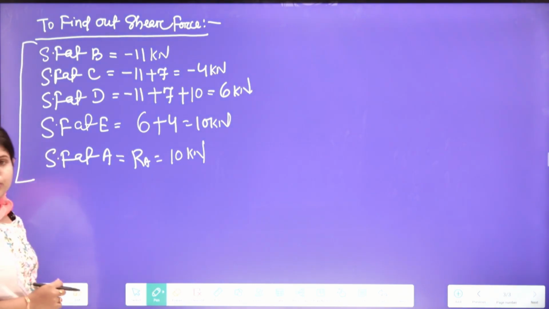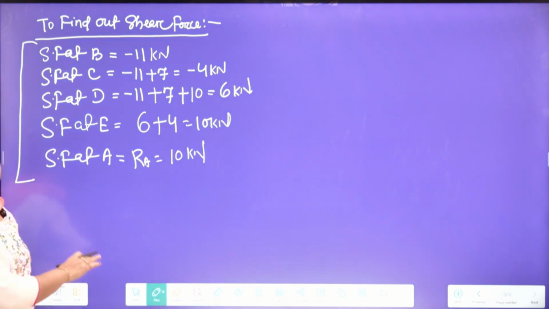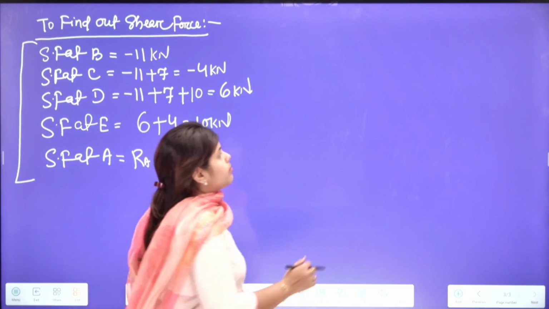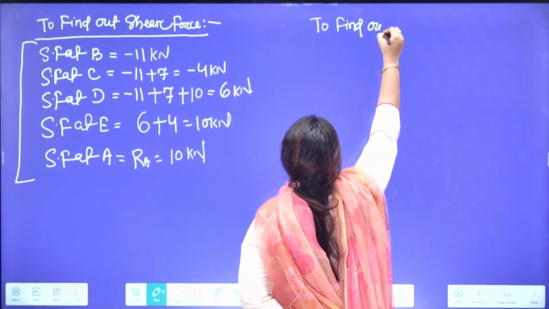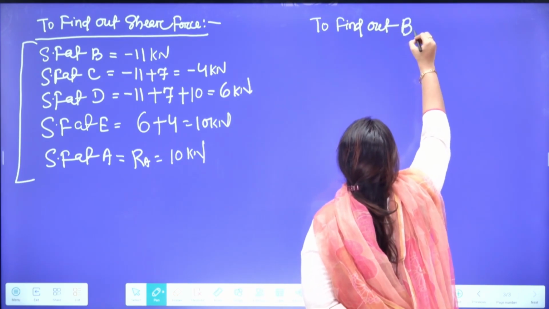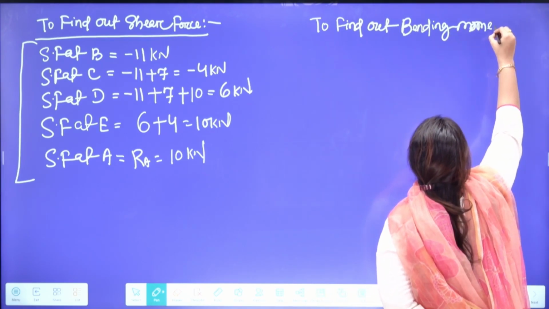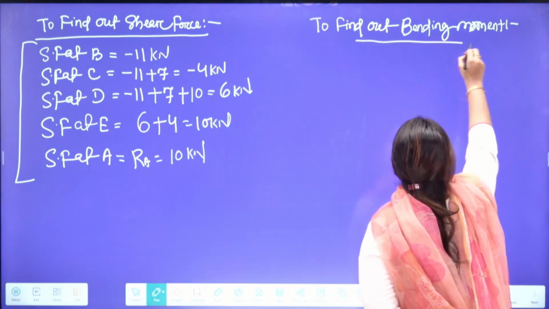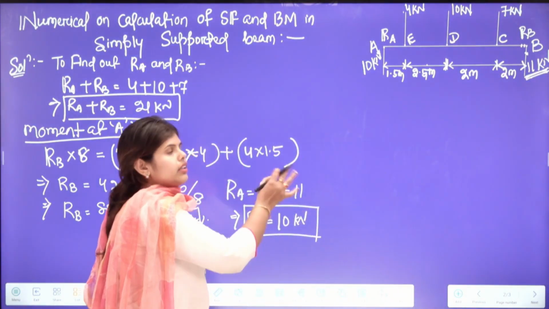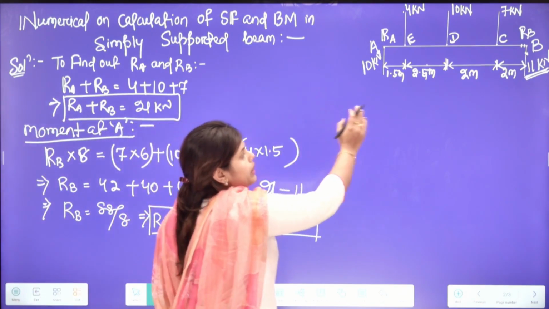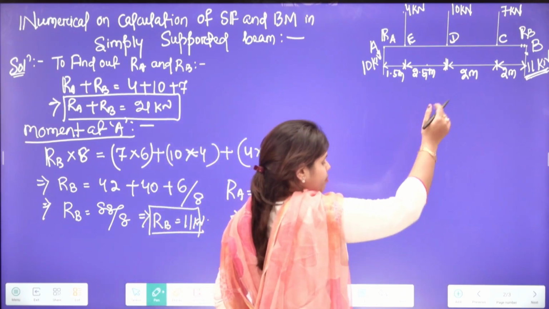So now we can put these values and draw the shear force diagram. But before drawing the shear force diagram, let's find the bending moment. To find the bending moment, what do we need? You can easily remember that in the calculation of bending moment, we only need the shear force and the perpendicular distance between them. So, we will start from point B.